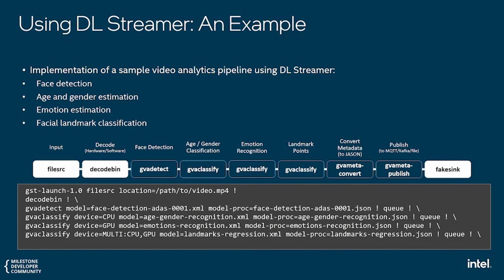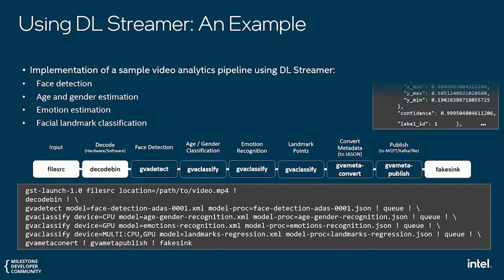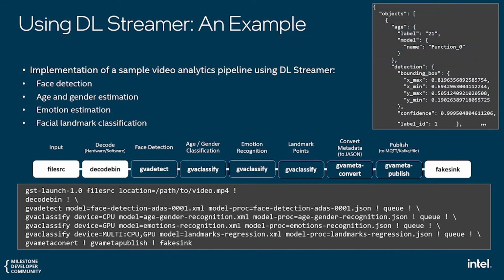GVA classify element. Please note that for each of the elements, we specify the targeted device on which we would like to perform classification. When specifying inference requests using the OpenVINO API, you can choose your CPU, an iGPU, or a multi-device plugin, which can leverage both engines to perform a single inference task, which increases the performance overall. At the very end of our pipeline, we convert our metadata into a JSON file using GVA metaconvert and publish it through an MQTT or Kafka broker using GVA metapublish.